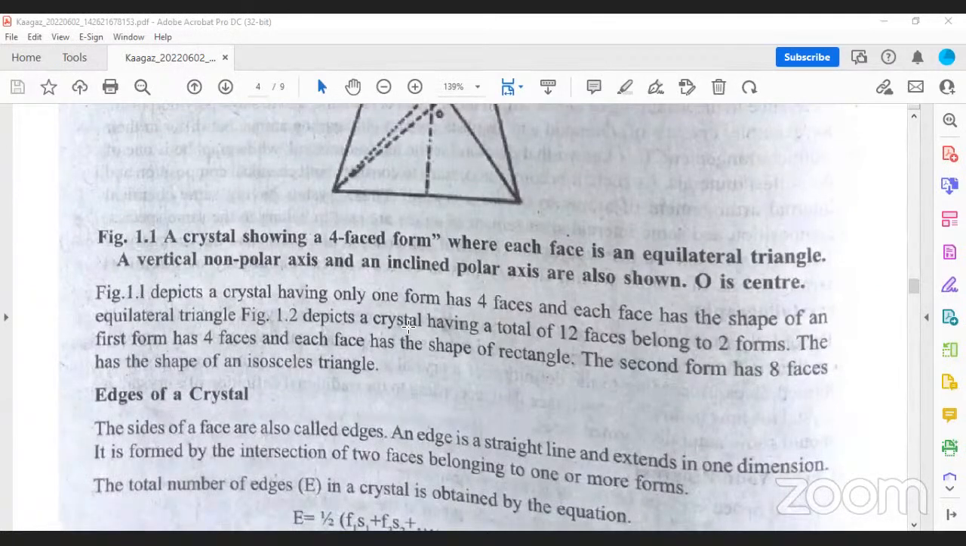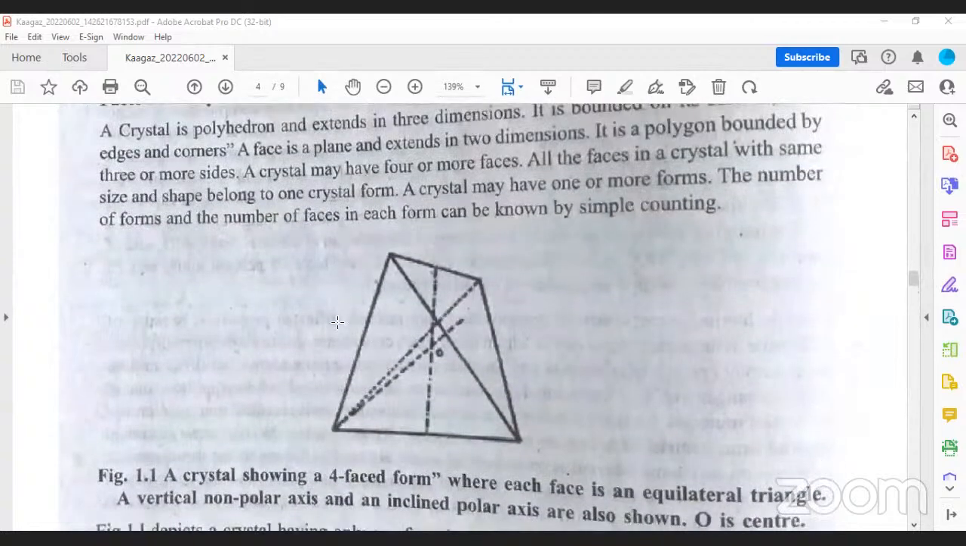Already we know the faces. What is a face? A face is nothing but the external expression of the internal atomic planes.